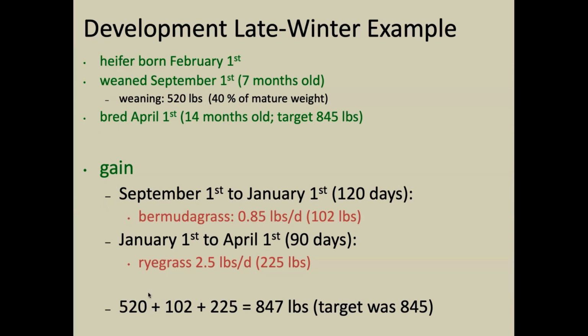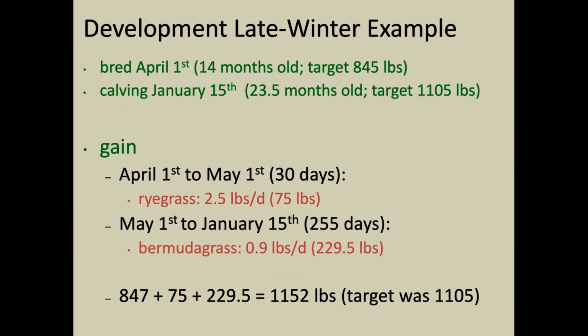So if we looked at starting at 520, we got 102 pounds from September 1 to January 1. We got 225 pounds from January 1 to April 1. Remember, that's when we're breeding her. Those heifers would be weighing about 847 pounds when we got ready to start breeding on them, which would meet the target we were looking for. So here we could develop those heifers just under grazing, but we're going to have to use some fertilizer, and we're going to have to put some ryegrass or another winter annual or cool season annual in there.